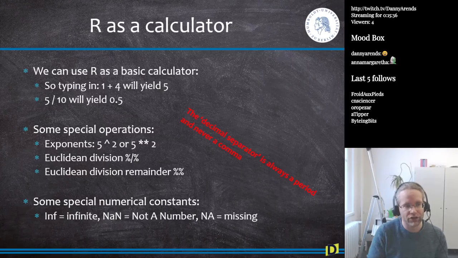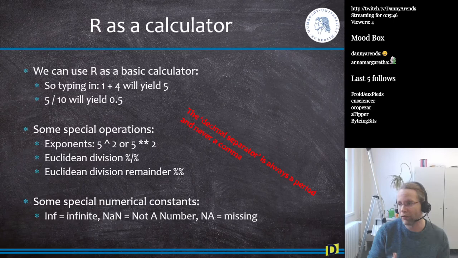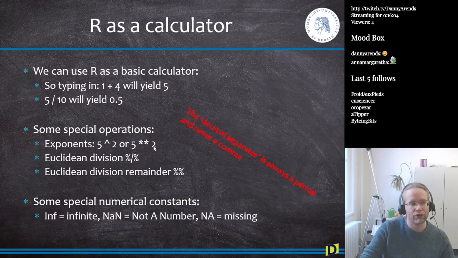So hey, you can just type in things like 5 divided by 10 or 1 plus 4. There are some special operators, which is good because you want to do things like 5 to the power. And so you can do exponents. Exponents can be done in two ways. You can use this kind of exponent operator, or you can just use the double multiplication. So multiplying is just using the multiplying sign, but using it twice will do 5 to the power of 2.